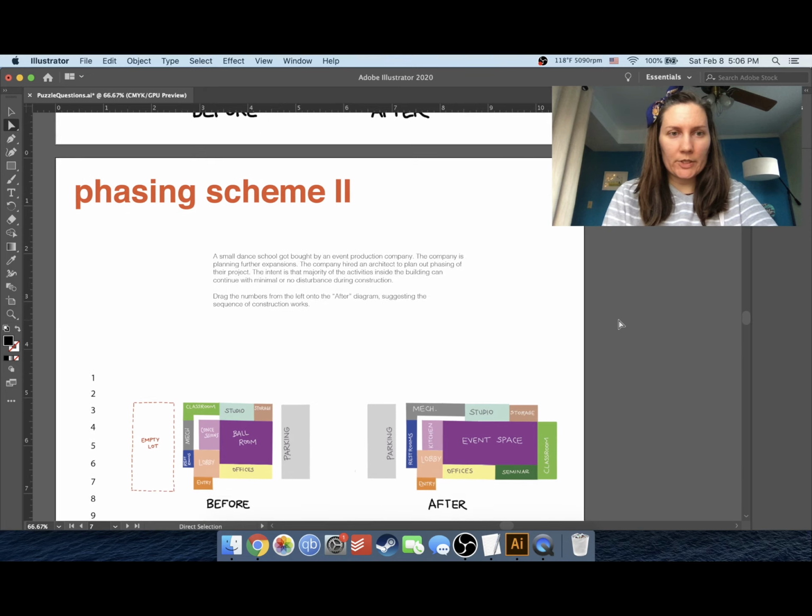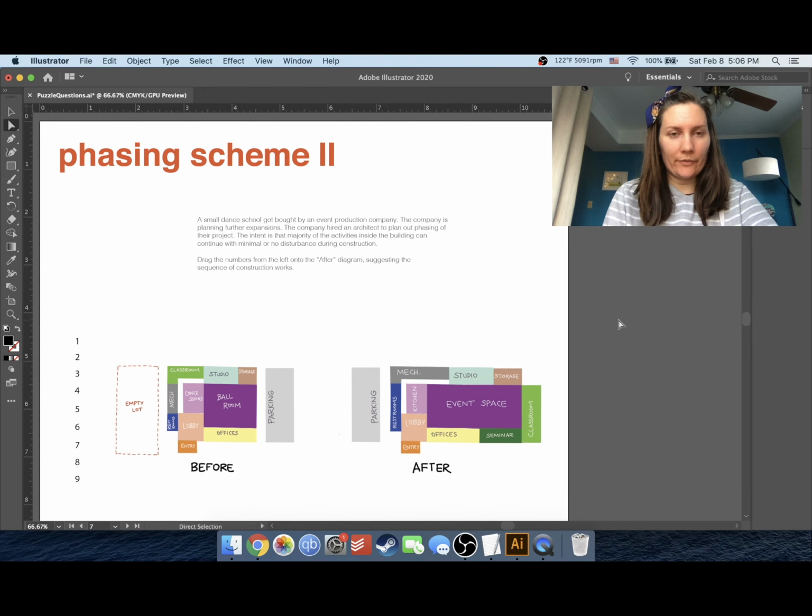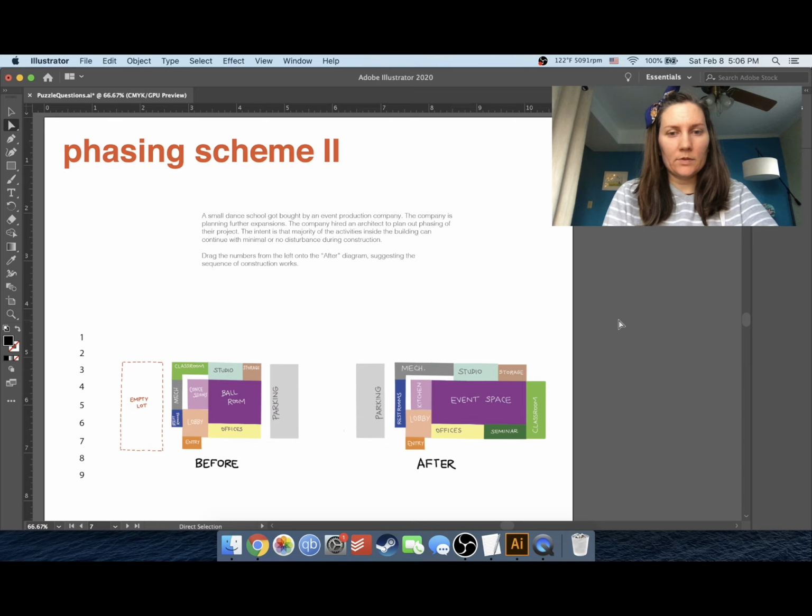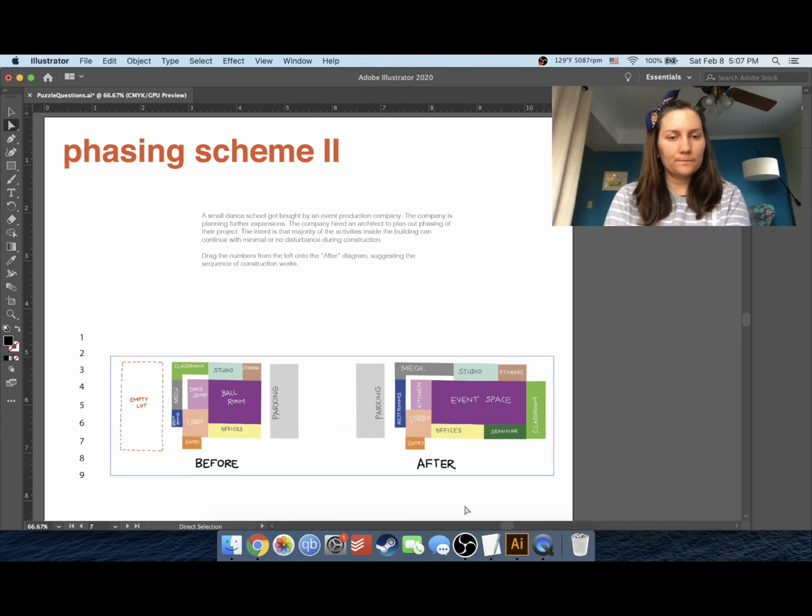So our next question is going to be again related to phasing. This one, as you can see from these graphics, has a different scale. The previous one was dealing with a university campus, with multiple buildings and traffic and landscaping. And this one looks a little more compact. Again, before reading the actual question, we're going to look for the differences between what happened before and what happened after construction.